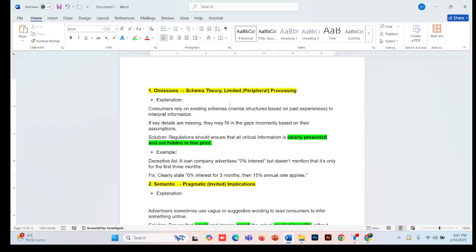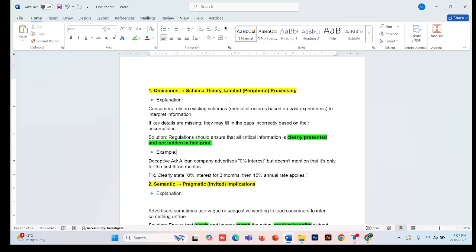resolve this problem. Consumers rely on existing schemas, or mental structures based on their past experience, to interpret information. If key details are missing, they fill in the gap based on their past experience.